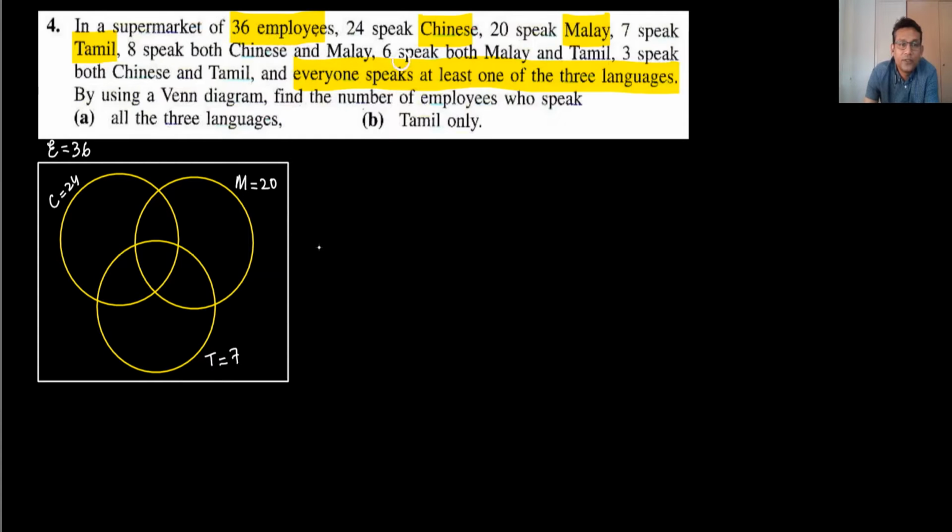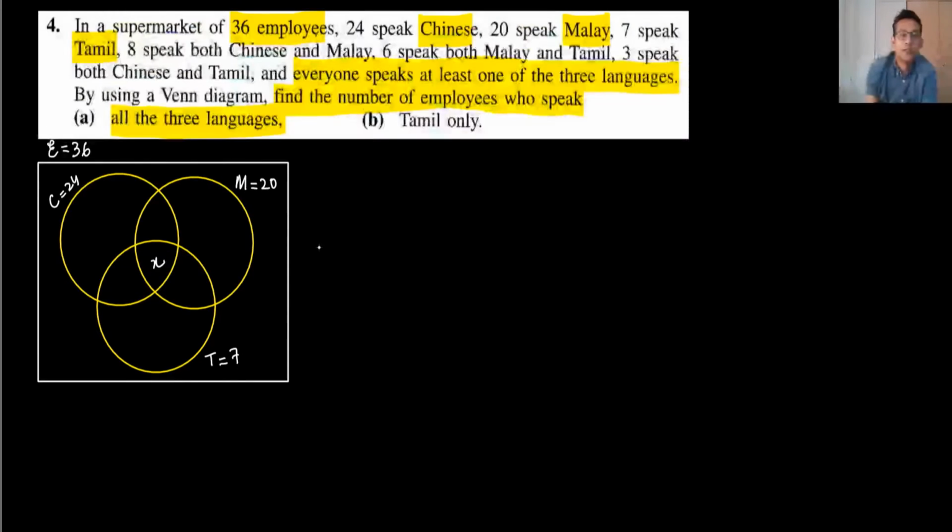36 altogether is there. So I am writing x here first of all, because the first requirement is to find the number of employees who speak all three languages. So all three languages, this is x. So the first part, this is the requirement. All three languages are there. Okay. So I put x here first.